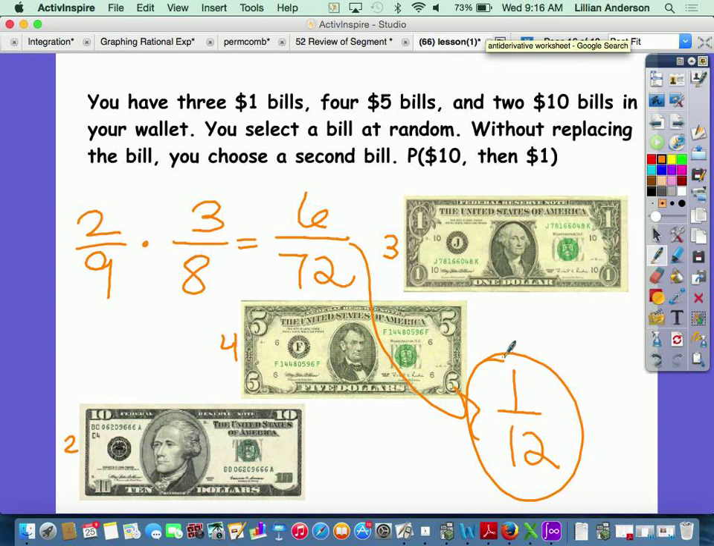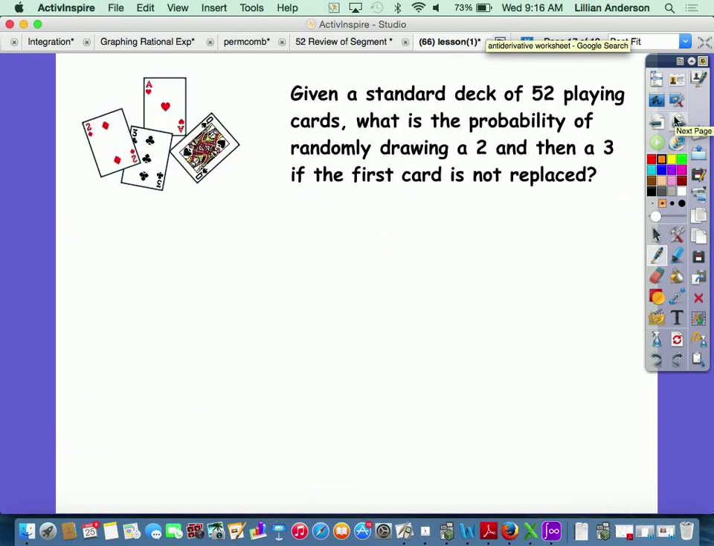And the last one. Everyone knows there's 52 cards in the deck, right? How many suits are there? 4. And how many cards are in each suit? 13. Don't worry about the ace. Here's the 3 face cards, and then, okay.